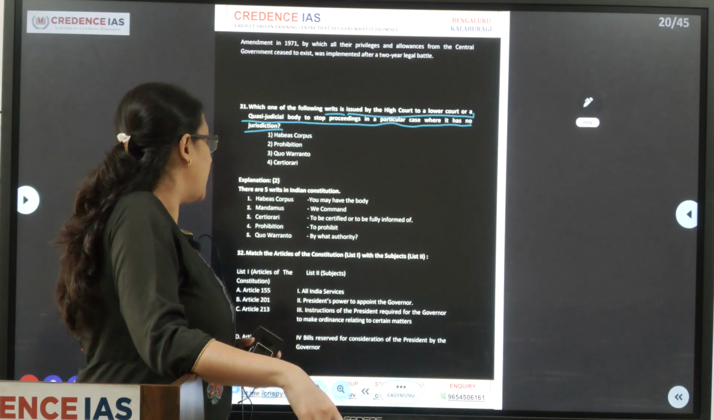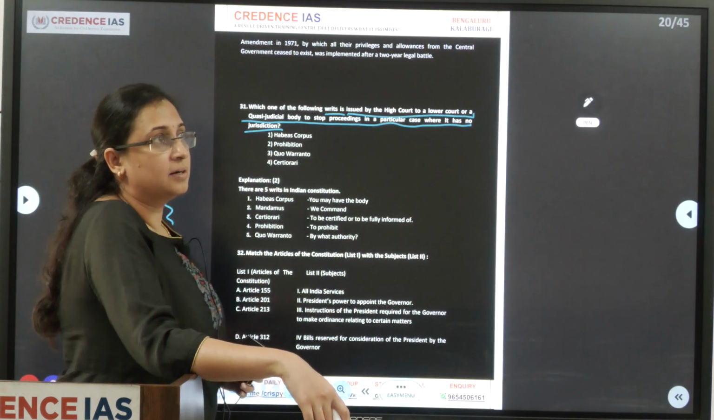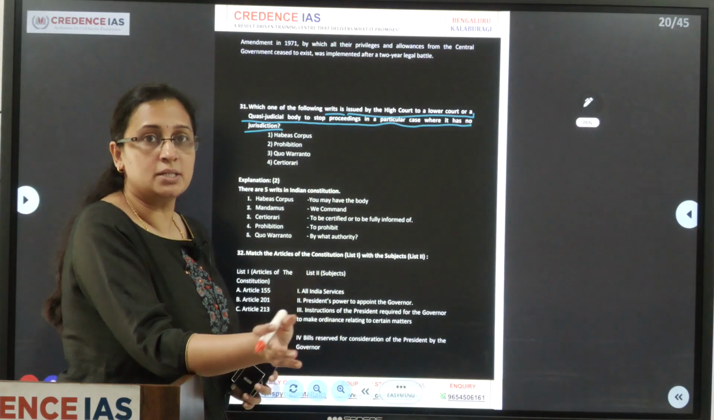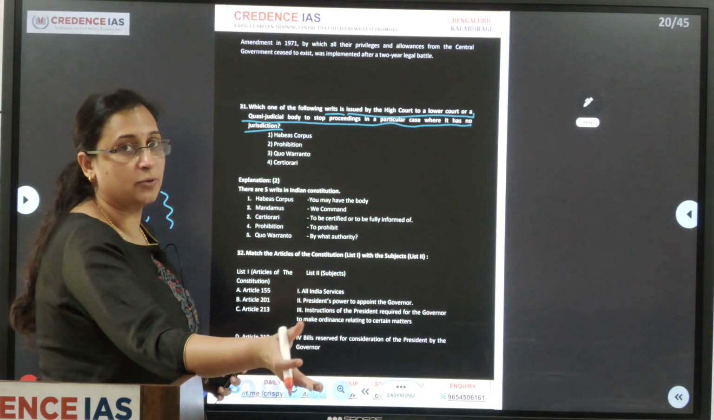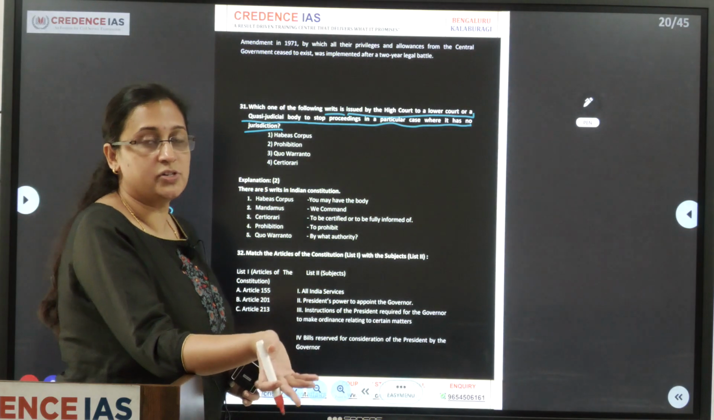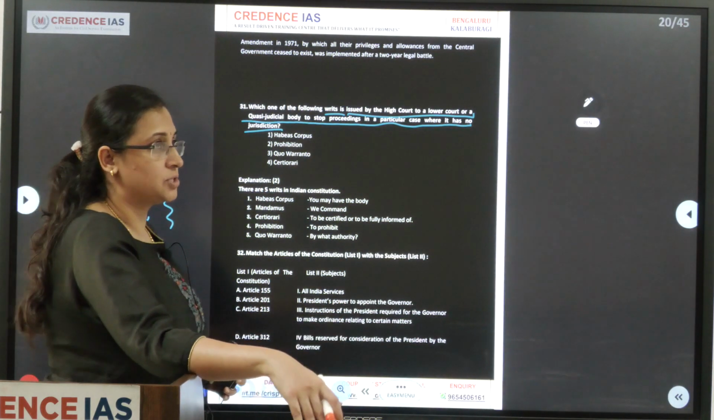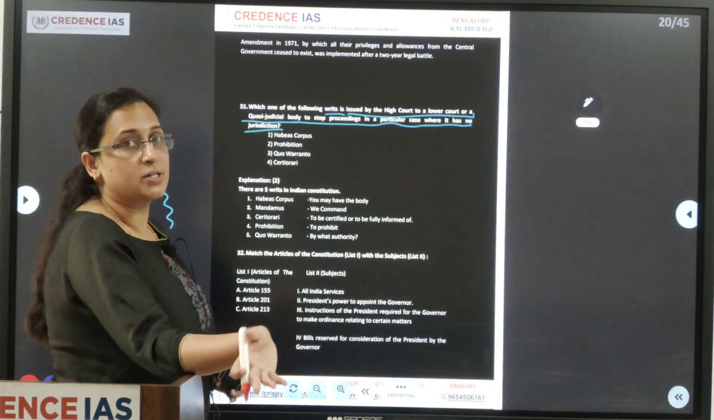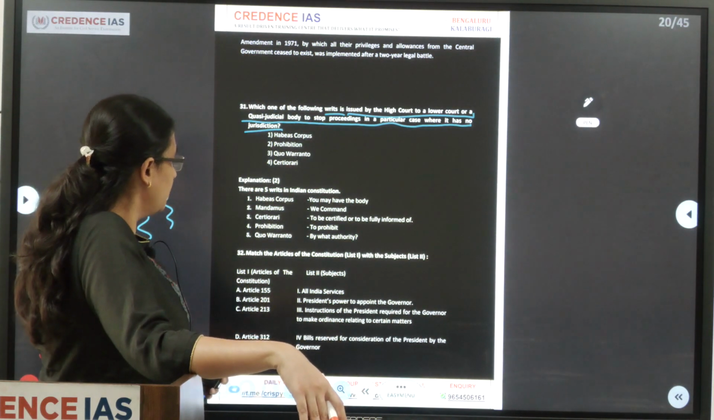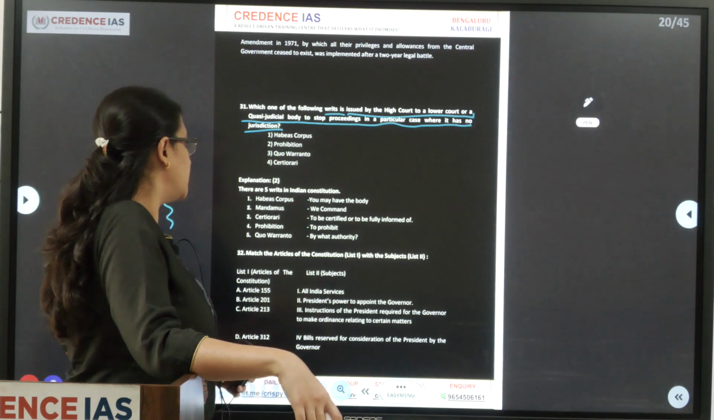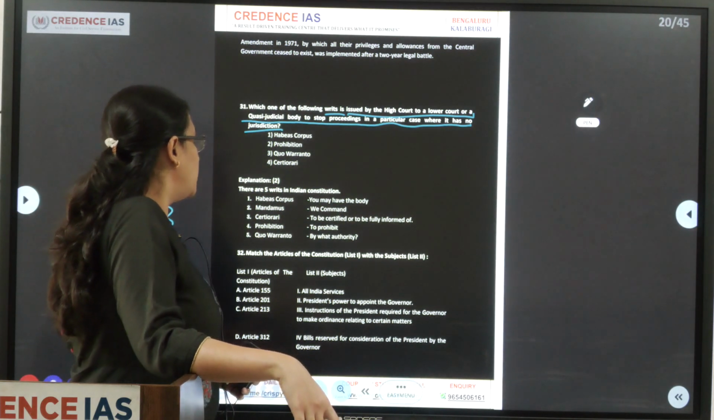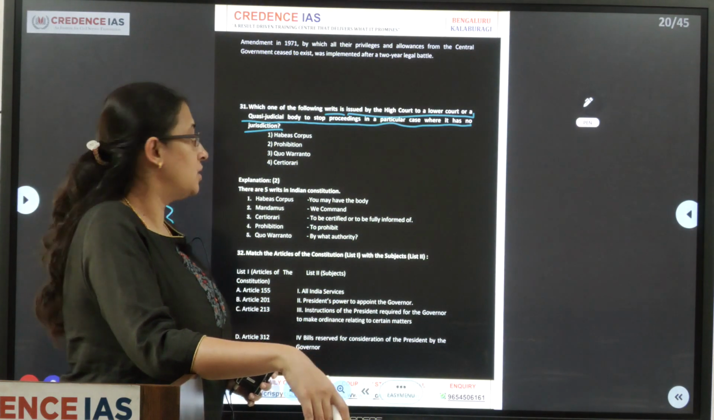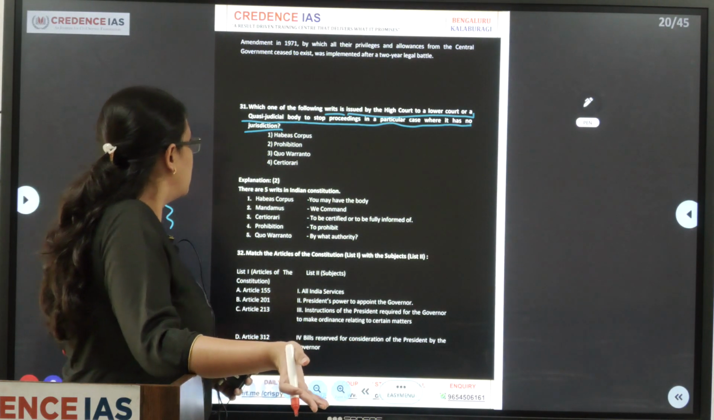The second one is mandamus, that is, we command. It is issued by the court to a public official to perform his duty properly. If he is not performing his public official duty, then mandamus is issued to oblige him to perform the duty. The third one is certiorari, that is, to be certified or to be fully informed of. It is issued by a higher court to a lower court.